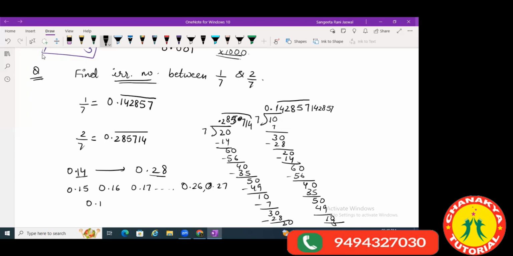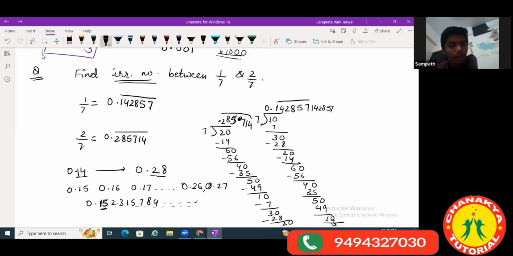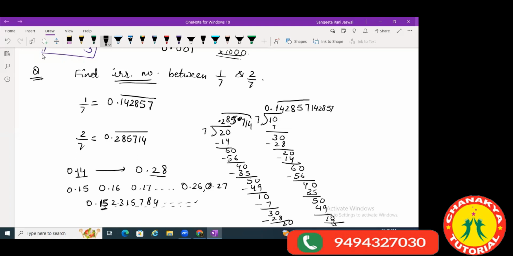If I take 0.15 and then the numbers after it, you can write anything: 2, 3, 1, 5, 7, 8, 4, whatever number you can write. Just keep the starting digits between these two numbers and the rest you can write anything. So that's how we can find an irrational number between any two numbers.